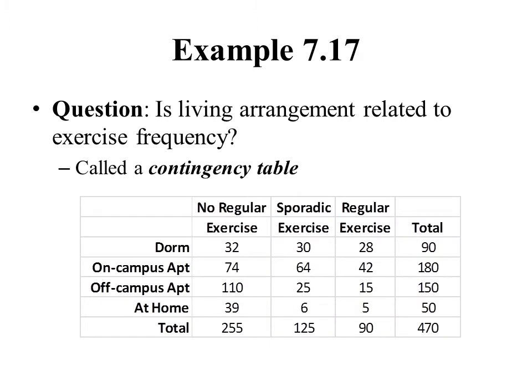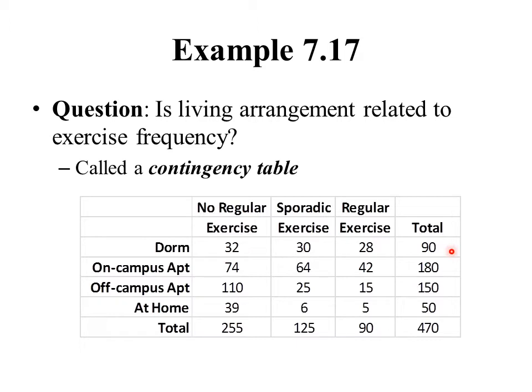And so to try to answer this question, some researchers went out and they asked a whole bunch of students. They surveyed a total of 470 students, and they asked them two questions. Where do you live? Do you live in a dorm, on-campus apartment, off-campus, or at home? And then they asked, how much do you exercise? Do you have no regular exercise, sporadic, or regular exercise?